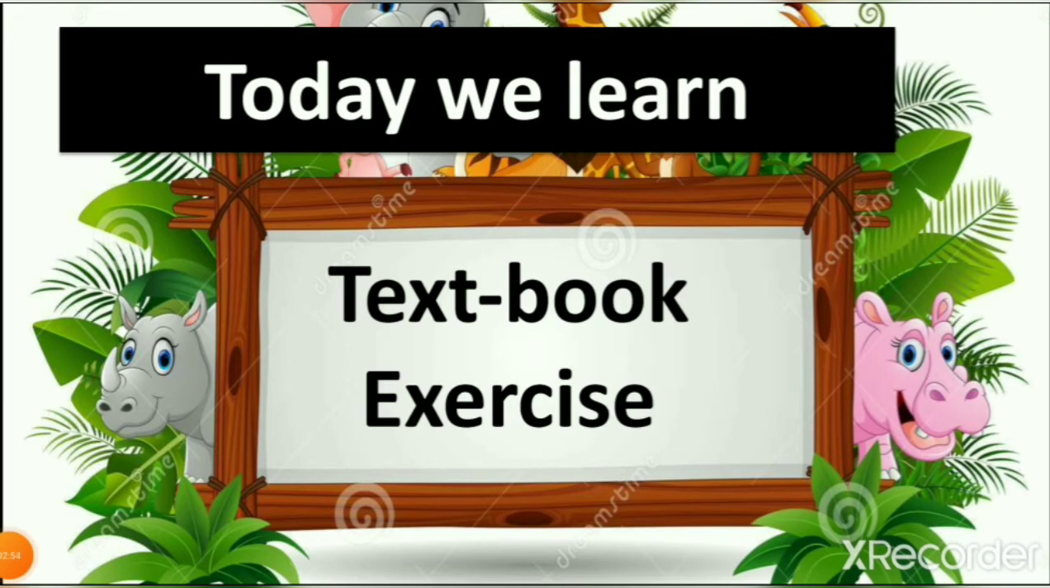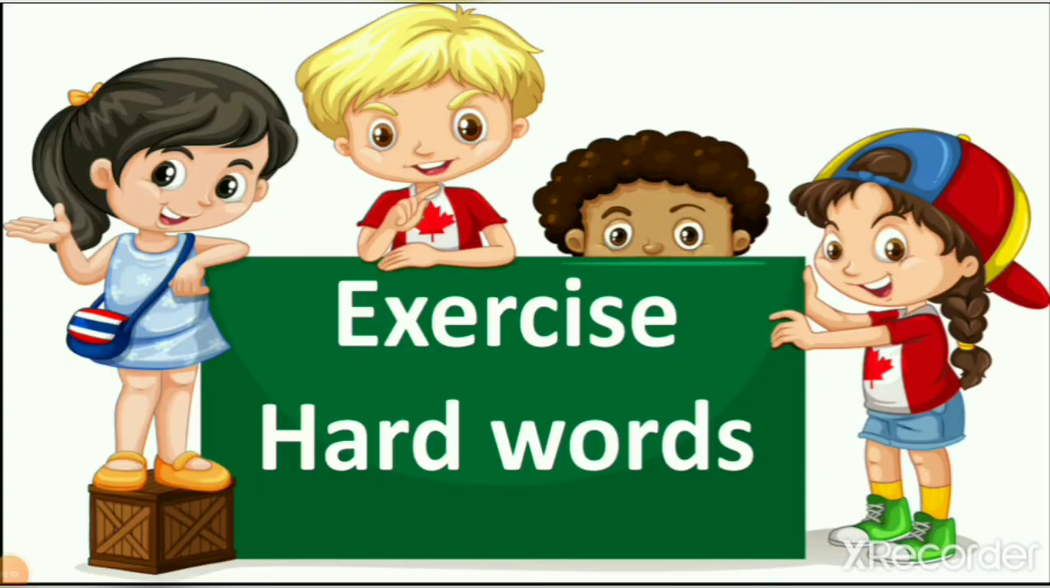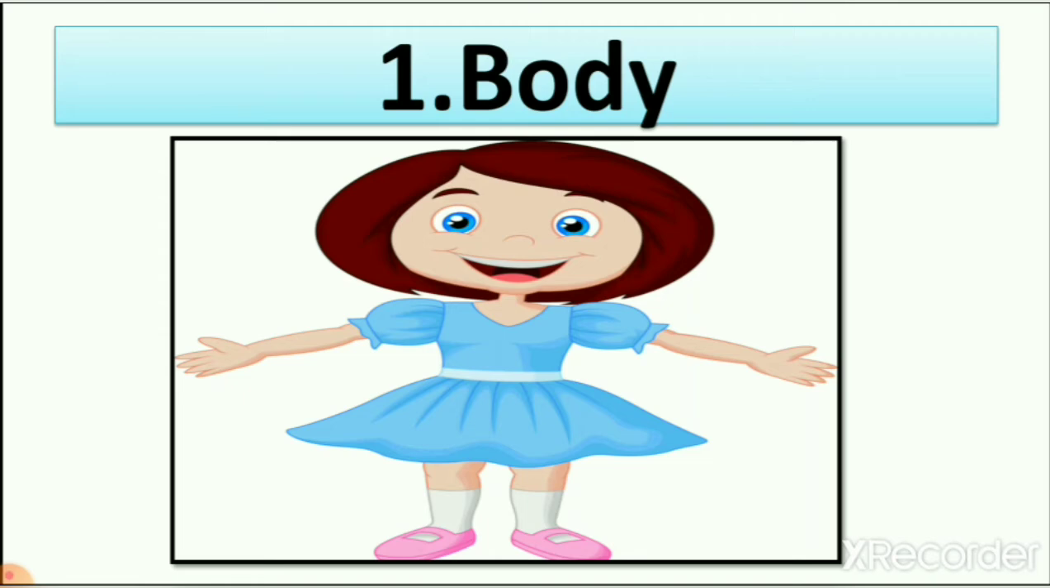So let's revise first what we learned in the previous lecture. So what we learned in the previous lecture? Exercise hard words, right? So let's see. We learn hard words first. So our first hard word is body. You can see here a picture of one girl. It means this is body. Body means different parts joined together and making one structure. So here you can see eyes, nose, tongue, hands, legs, all are body parts. So you can understand that this all join together and making one body.